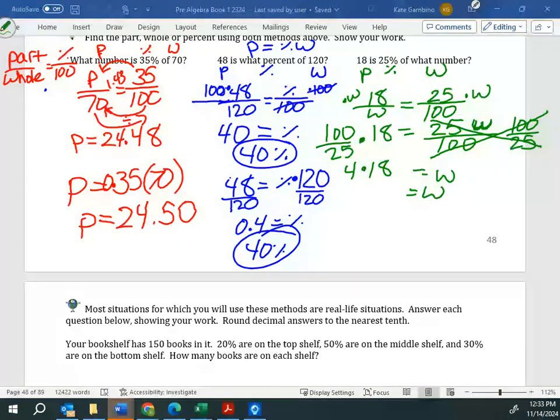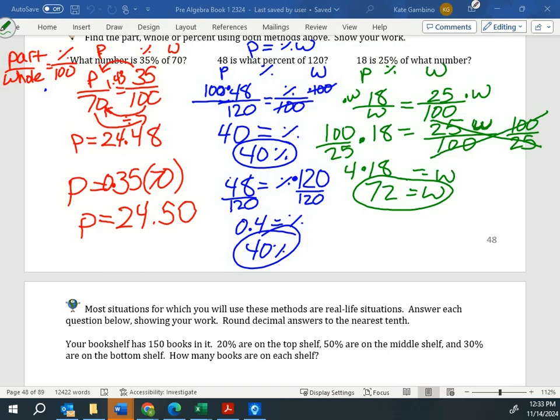What is 4 times 18, Rocco? 72. You see why we flipped it? Because we wanted the W on top. So we had to flip this over to that side. So now we're going to do the equation. How do we set up our equation? Who can set up the equation way for me?